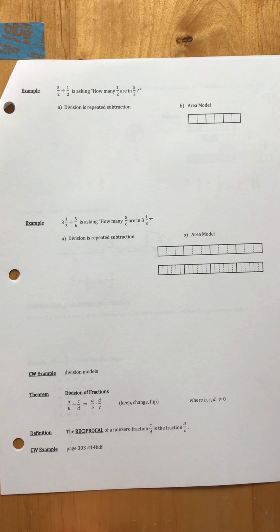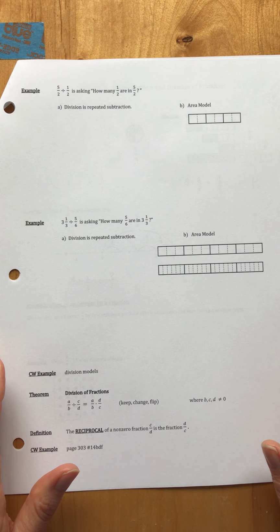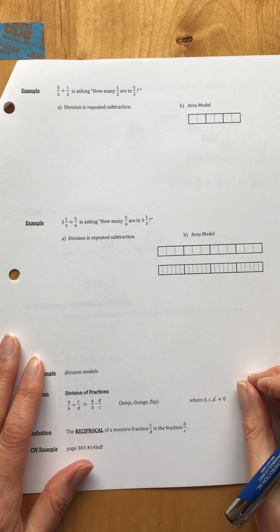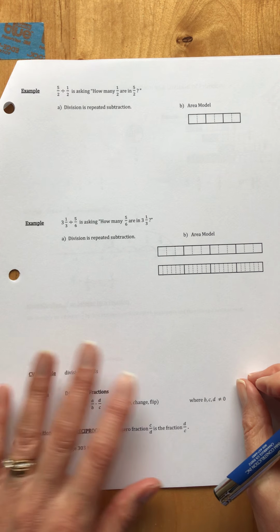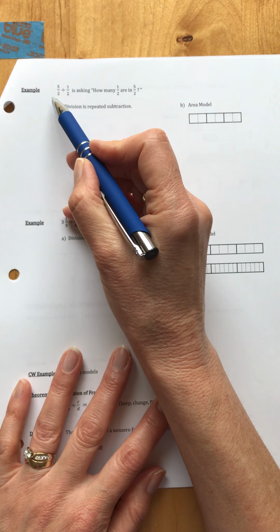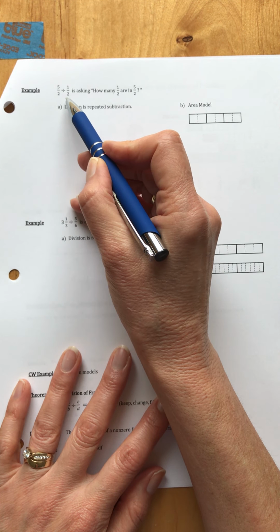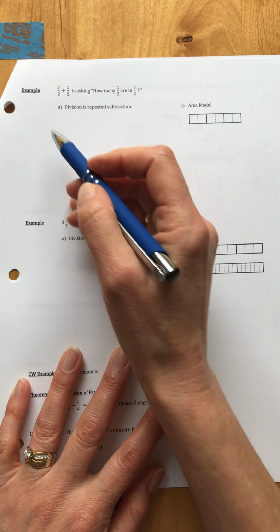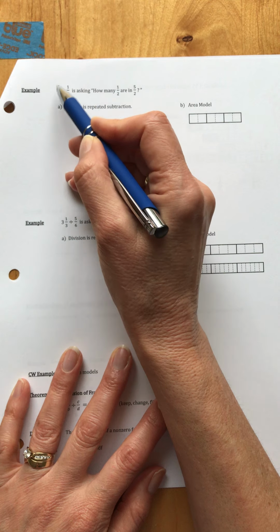Okay, this is section 6.3, page 3. And we have an example, and we are going to figure out how to do division. Understand the rule. So we have 5 halves divided by 1 half. So what is that asking us? That's asking us how many 1 halves are in 5 halves.